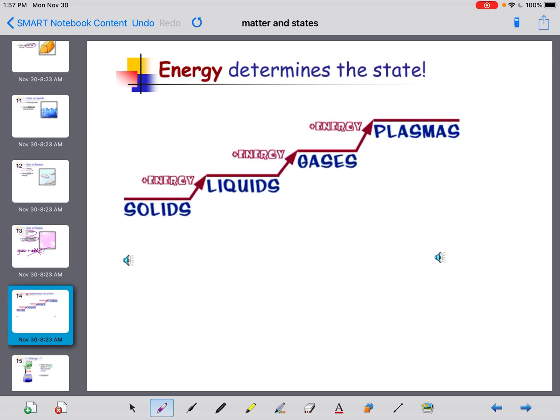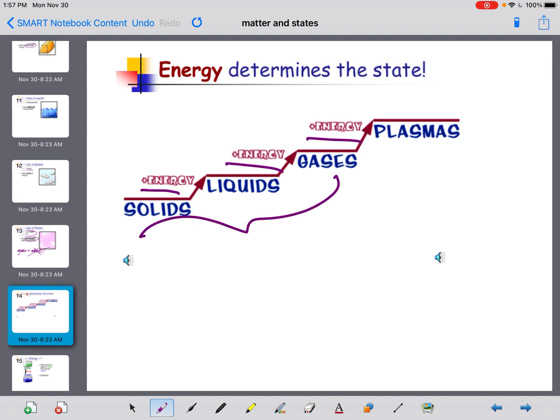So let's look at different states of energy, different states of matter. We've looked at the different states, right? Solid, liquid, gas, plasma. Now, how you go between the different states is you have to either add in or take away energy, right? So to go from a solid to a liquid, you have to add energy. From a liquid to a gas, you add energy. From a gas to a plasma, energy is added.